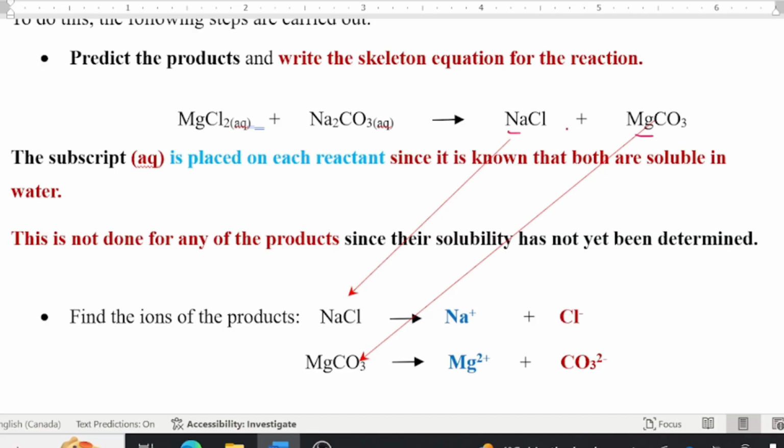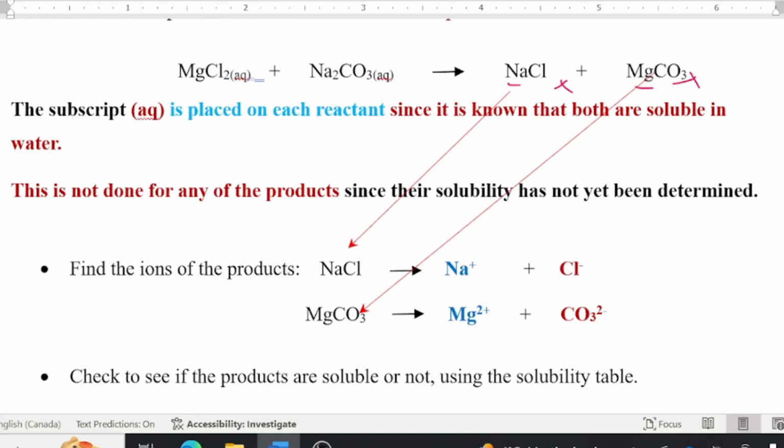You see what I did? I didn't put in any sign here yet. I didn't say it's aqueous. I didn't say it's solid. Don't do that for now because you do not know the solubility of those things yet. Next, take each of these compounds and separate them into their component ions. Sodium will give you sodium ion here and down there.